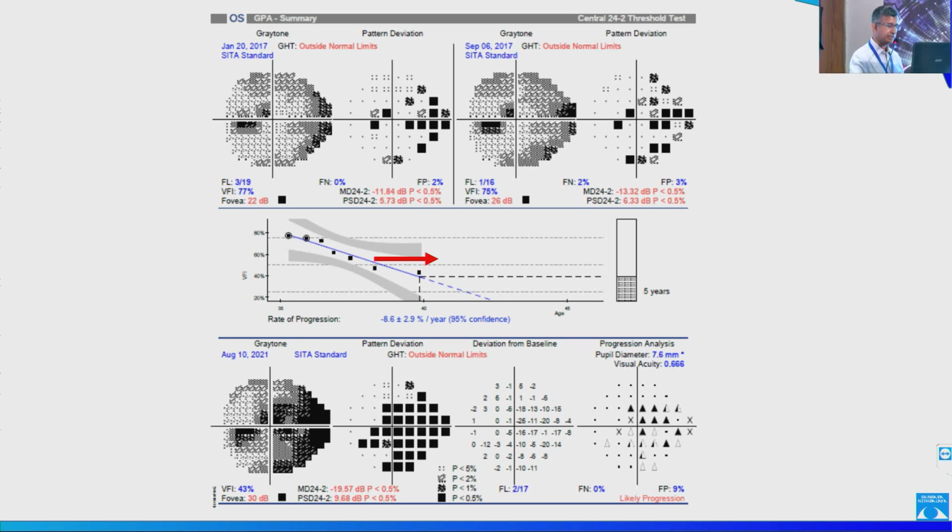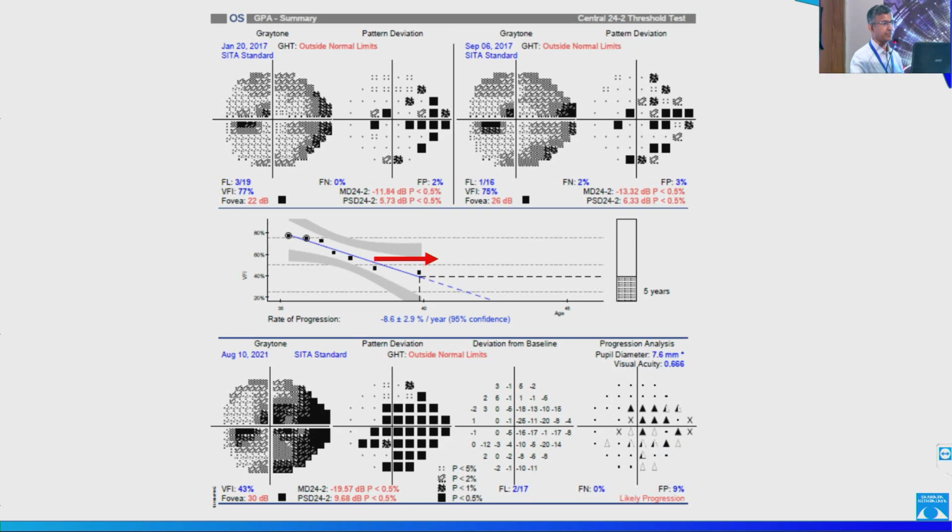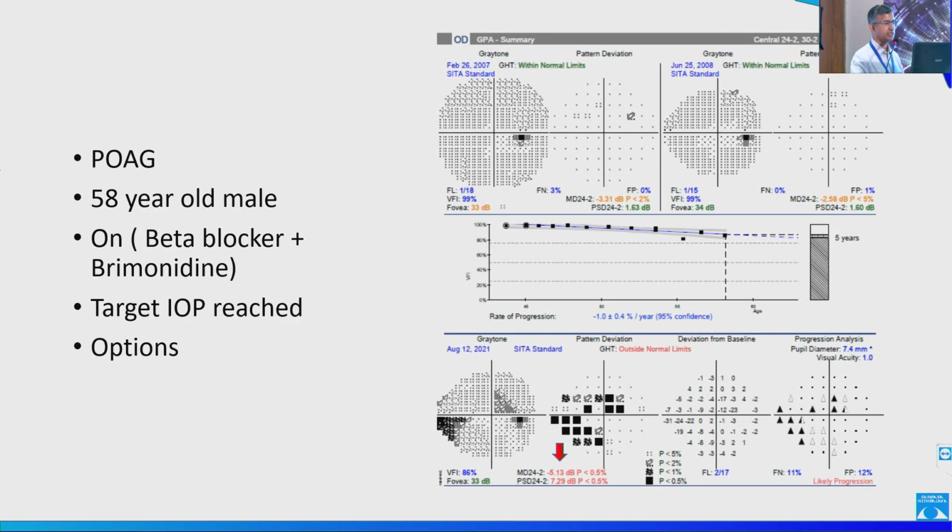So early in disease, you have to look for glaucoma progression more carefully, because you want to pick up somebody who's like this, a rapid progressor, and before he loses significant vision, you need to get him under control. So your threshold for surgery in somebody like this is low.